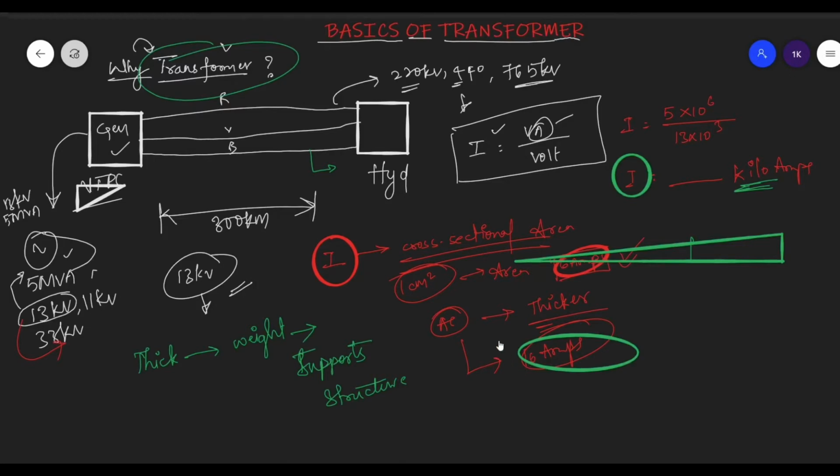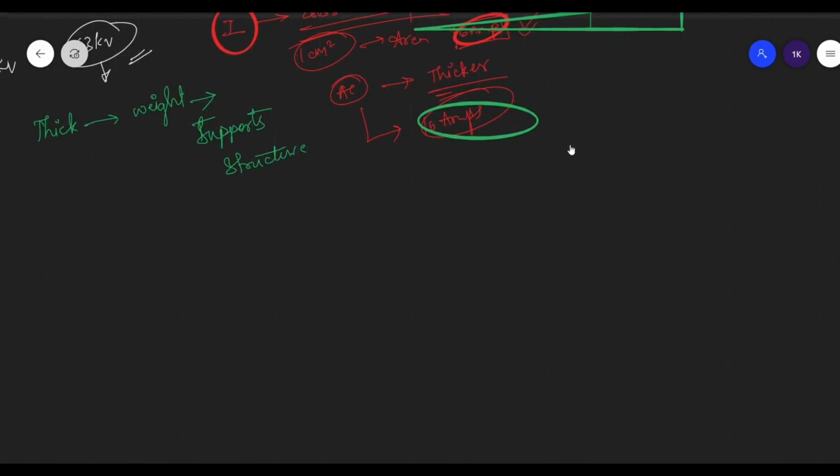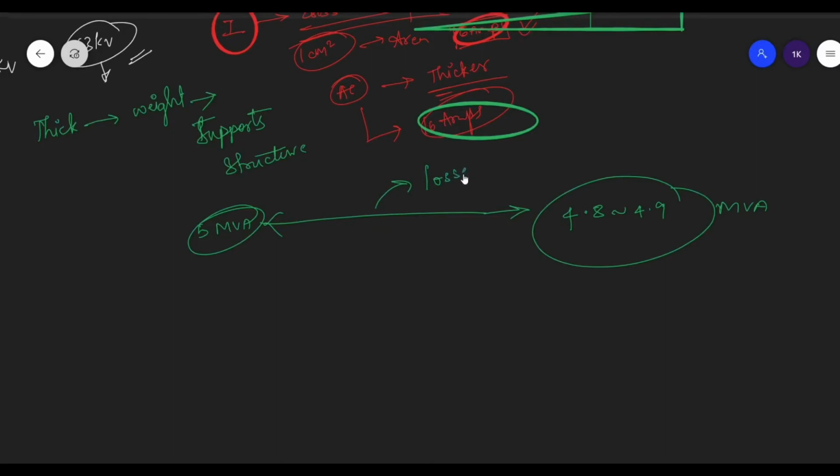The other reason some people will explain, which is also correct, is that here we are generating a power of 5 megawatt ampere, and we need to send this 5 megawatt without much loss, at least considering a 10% tolerance. If I have to say, 4.8 to 4.9 megawatts I need to send to the load center. So between this, the transmission will be there. And in the ideal case we don't assume any losses, but in the practical case definitely losses will occur.